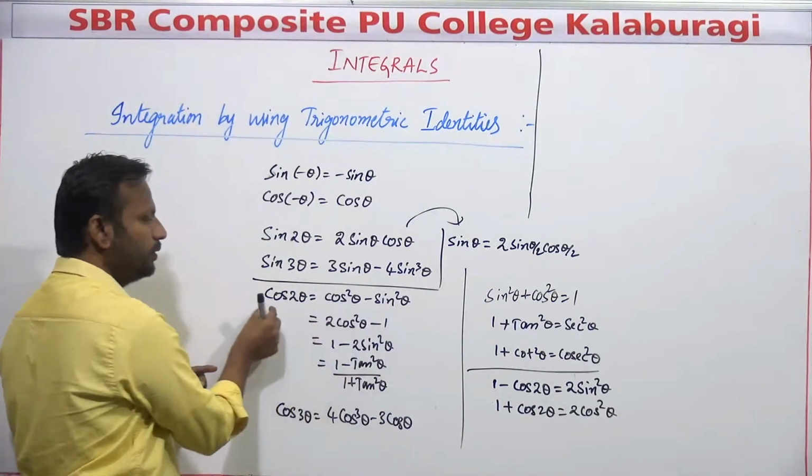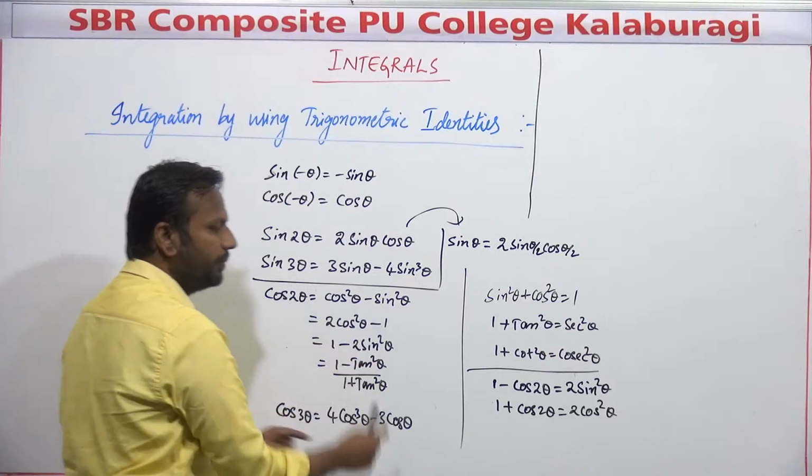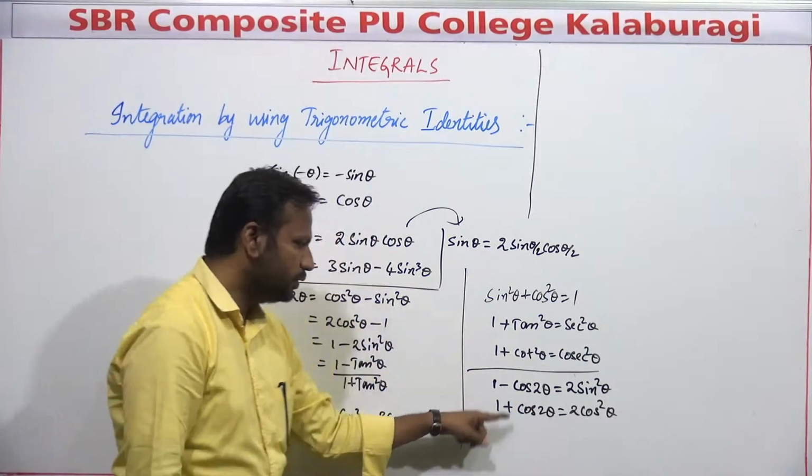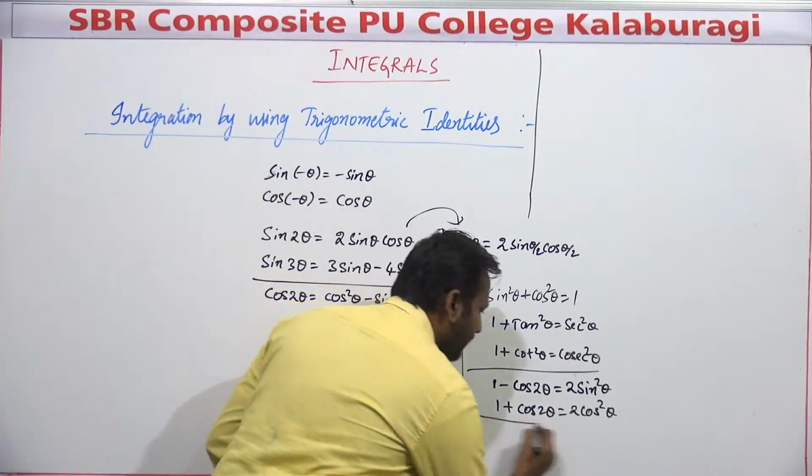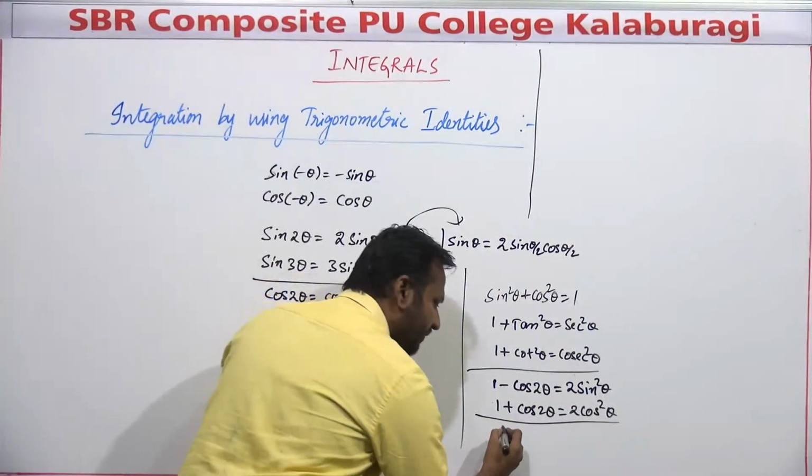Send minus 1 towards the left side, so 1 plus cos 2 theta will be 2 cos square theta. So these two formulas are very important. You can convert them into half angles also.